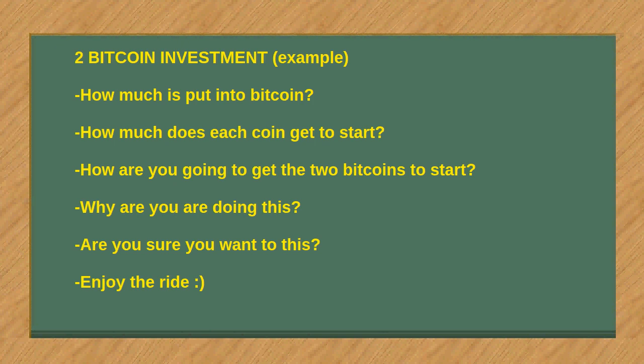And number 3, how are you going to get the 2 Bitcoins to start? Because I'm assuming someone's coming to my place and I ain't selling you 2 Bitcoins. I'm not going to sell you 20 grand. No way. No way.